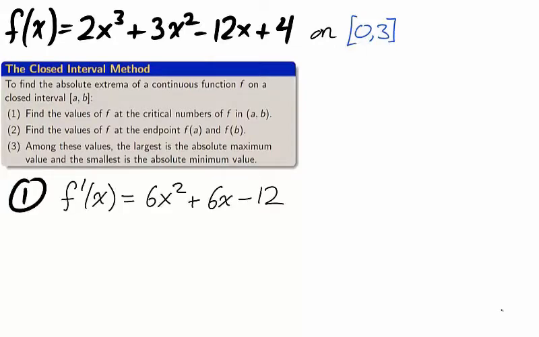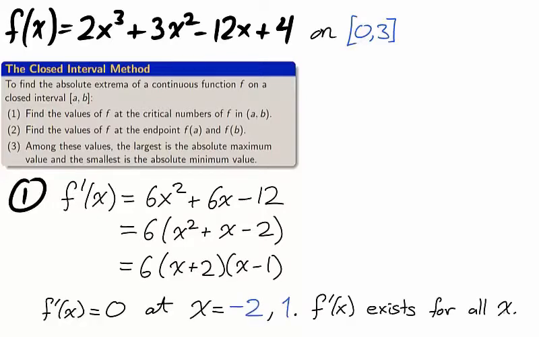We take the derivative of f and factor. Remember that critical numbers are the x values for which the derivative is 0 or does not exist. Since the derivative of a polynomial is defined for all x values, the only x values of interest are -2 and 1. Be careful and don't jump to step 2 at this point.